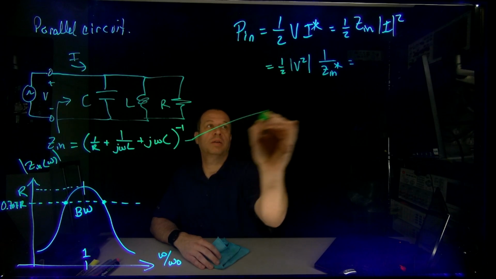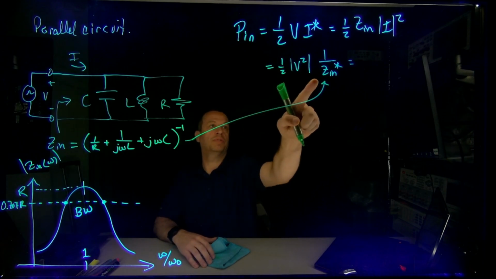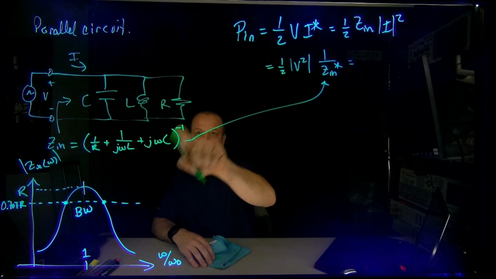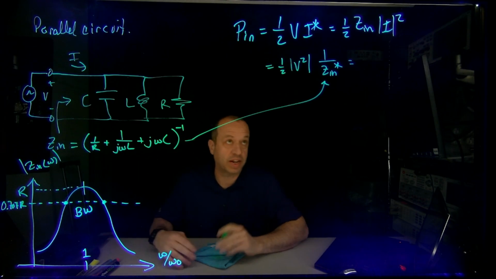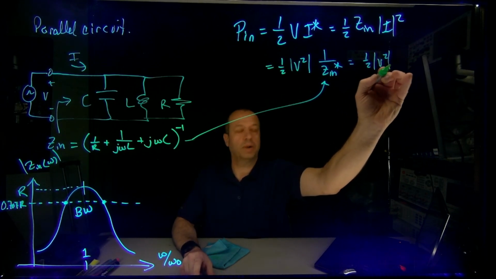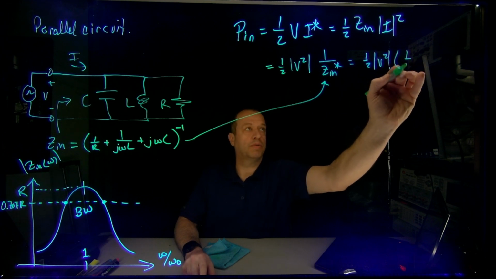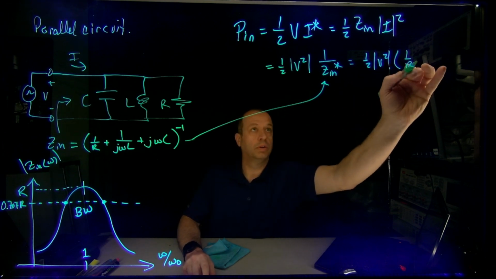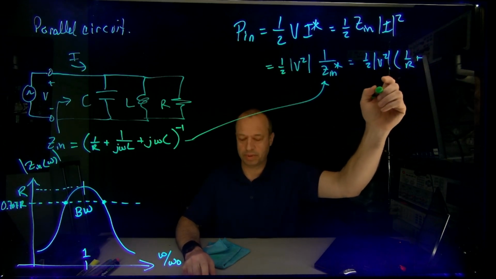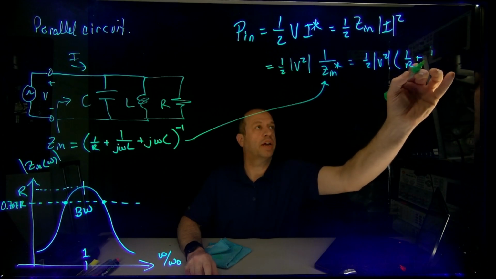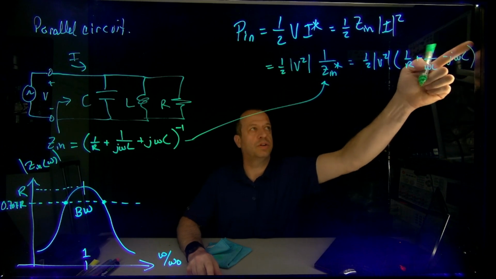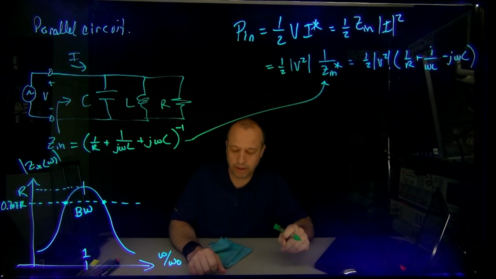I'm going to take this and plug this right in here, and since it's 1 over Z complex, we would just fix this as the complex conjugate and replace this and swap out these positives and negatives. So this ends up being 1/2 V squared times 1 over R. Okay, so we're still real. Plus, and this J was in the denominator, now I'm putting it in the numerator and swapping the signs, so this ends up being J over omega L, and then minus J omega C, and there's no inverse because I don't need to do that.